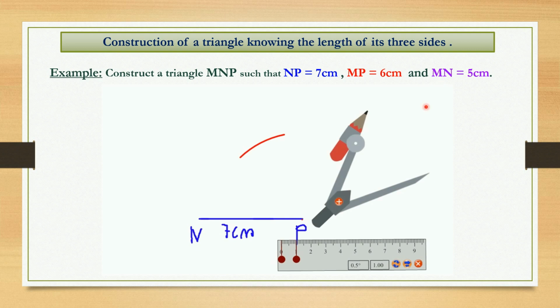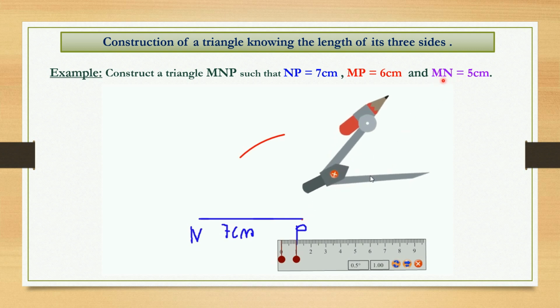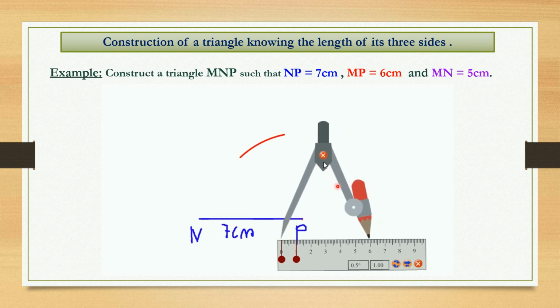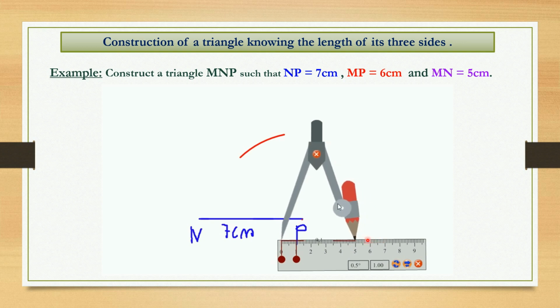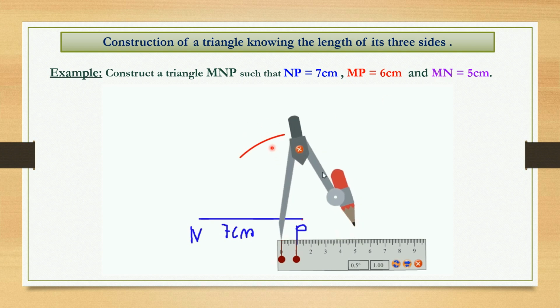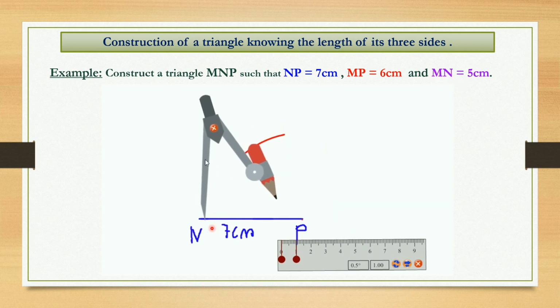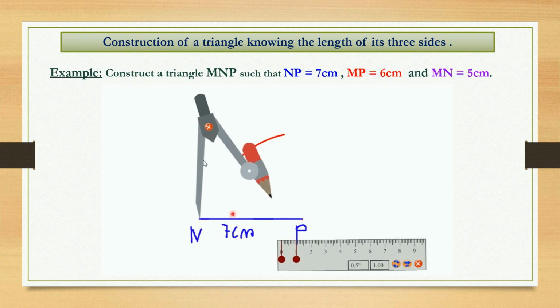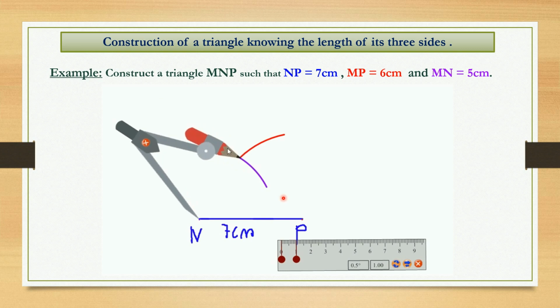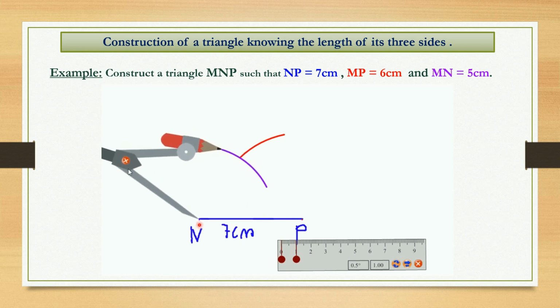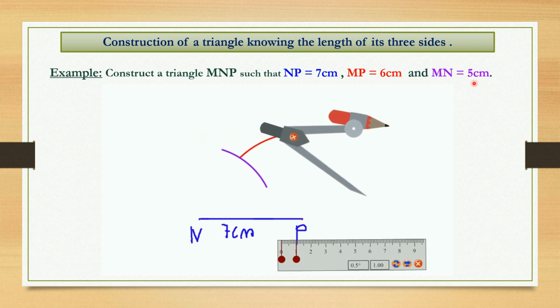Now I use my compass again to draw MN. How? I open my compass now 5 centimeters, also using my ruler. Then I put my needle on point N here, because M, I don't know where its location yet. I put my needle on N. Then I draw another arc, a second arc of center N and radius 5 centimeters.